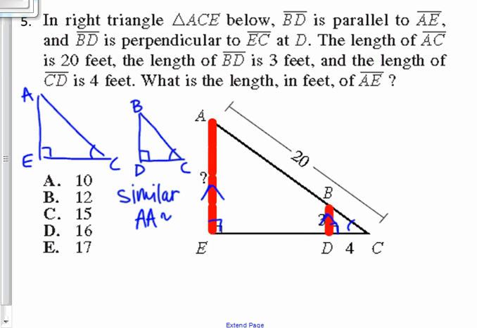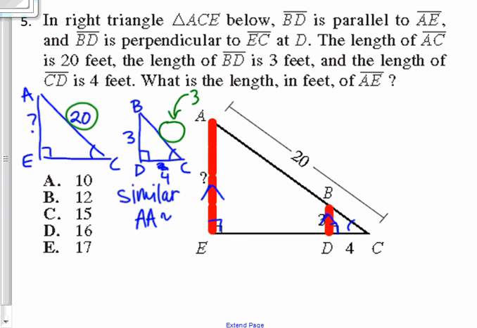All right, so let's mark what we already knew in these diagrams. We know that segment DC is 4, and segment BD is 3, and we know the hypotenuse of the larger triangle is 20. So what we really need to know in order to find the length of AE is we need to know what the scale factor is here. And we don't have enough information because we don't have corresponding sides. We know the hypotenuse on this side, but we don't know the hypotenuse on this side.